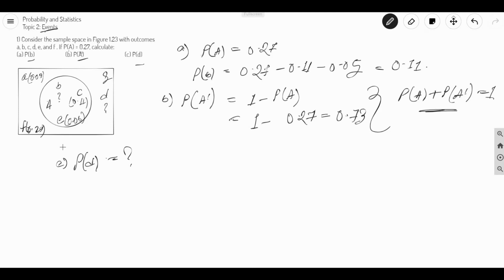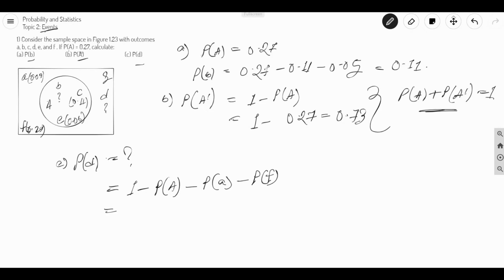Now the last one we are given to find out is the probability of D. All right, so in order to find out the probability of D, we can subtract the whole probability of A plus 0.29 plus 0.09 from 1, as we know that the probability of the whole rectangle is equal to 1. So let's do that. In order to find out the probability of D, what we can do is 1 minus probability of A minus probability of small a minus probability of small f.